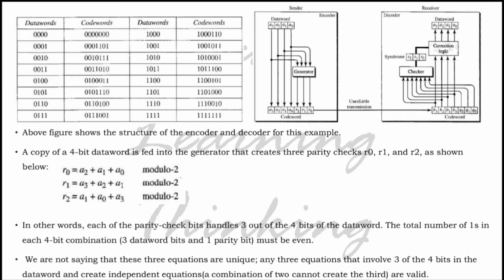So a copy of the 4-bit data word is fed into the generator and creates 3 parity checks R0, R1 and R2. In other words, each of the parity check bits handles 3 out of 4 bits of the data word. The total number of ones in each 4-bit combination, 3 data word bits and 1 parity bit, must be even. We are not saying that these 3 equations are unique. Any 3 equations that involve 3 of the 4 bits of the data word and create independent equations are valid.